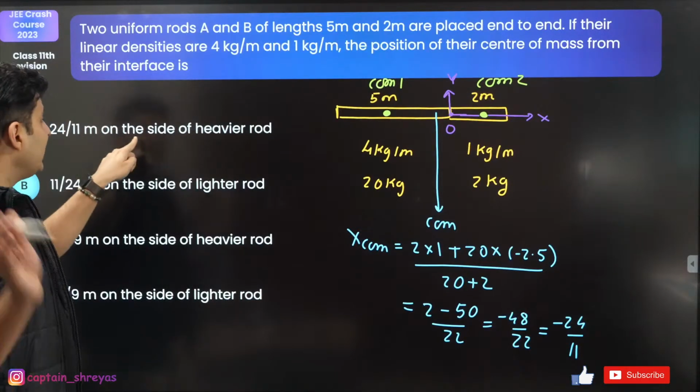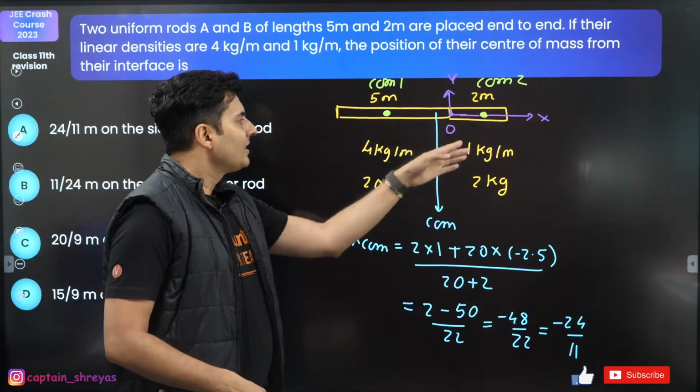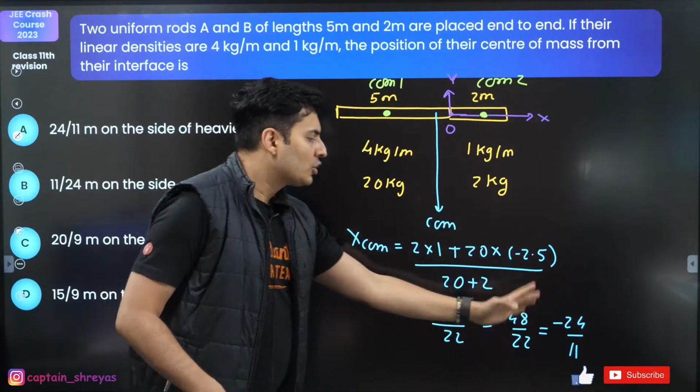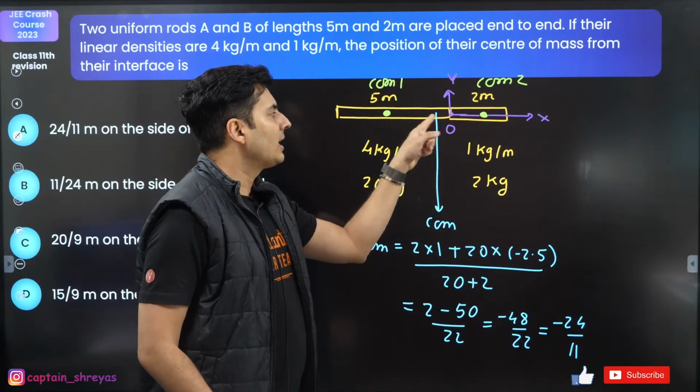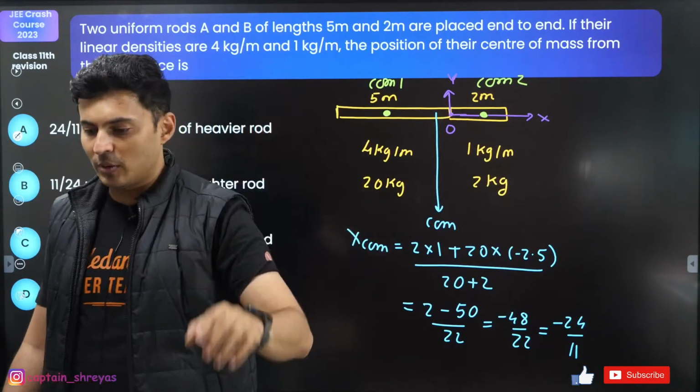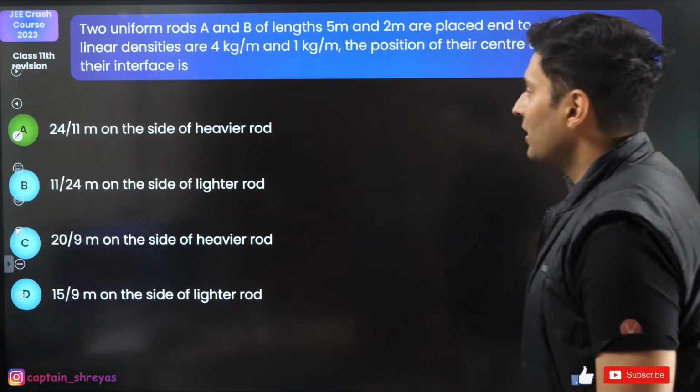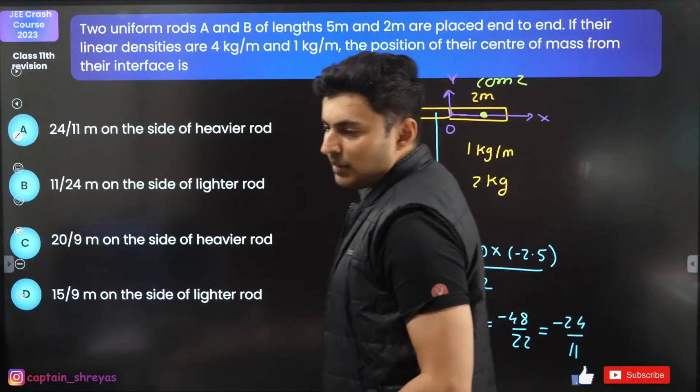24 by 11 meters on the side of the heavier rod. Yes, this is the heavier rod, that is the lighter rod. So magnitude wise, it is 24 by 11 from the interface on the heavier side. So I think it is option A. It is option A. Yes, it is.